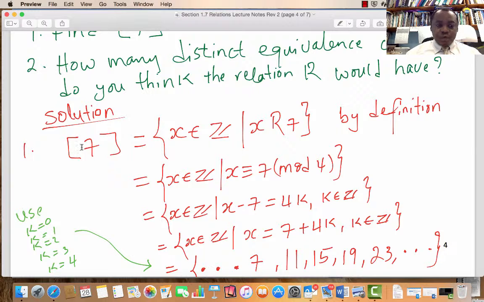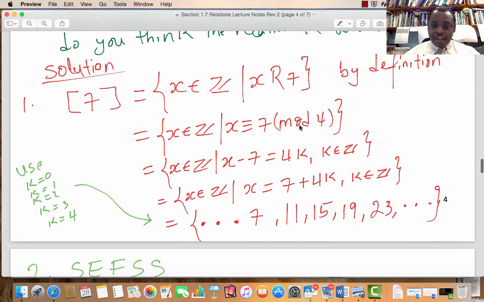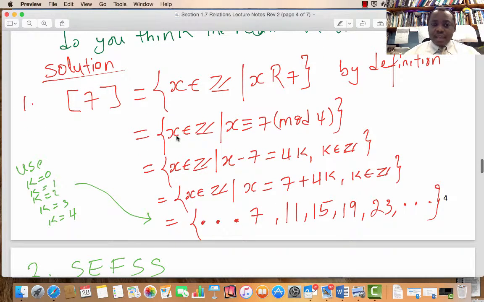By definition, the equivalence class of 7 is the set of all elements x in Z such that x is related to 7. Follow the procedure very carefully. This will be the set of all x in Z such that, what is the definition of our relation R? Such that x is equivalent to 7 mod 4. By the definition of equivalence, this will be the set of all x in Z such that x minus 7 equals 4k, where k is an integer.